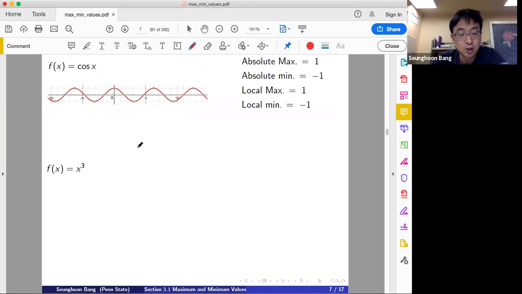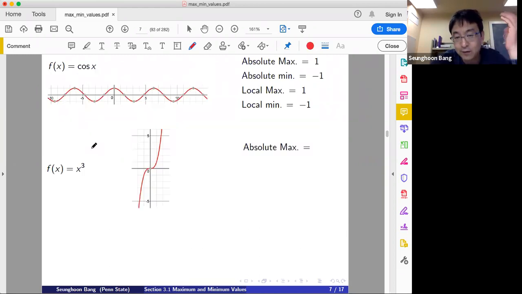f of x equals x cubed. The graph is like this. Do we have an absolute maximum? No, because the graph is going to positive infinity, so we don't have a finite function value. Do you have an absolute minimum? Similarly, no, because the graph is going down to negative infinity, so we don't have it.